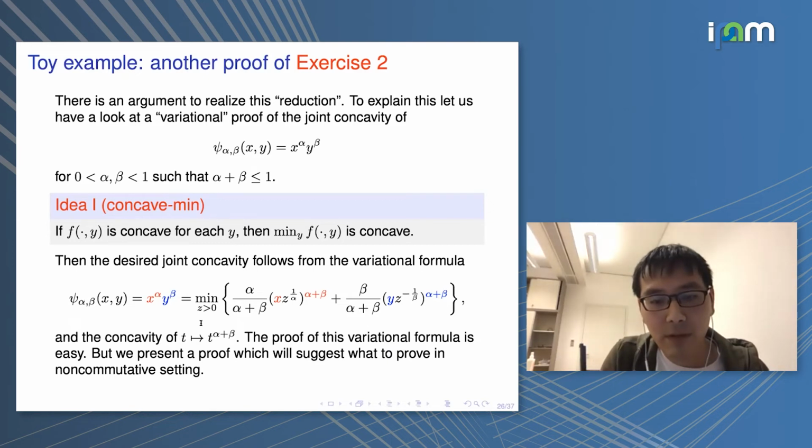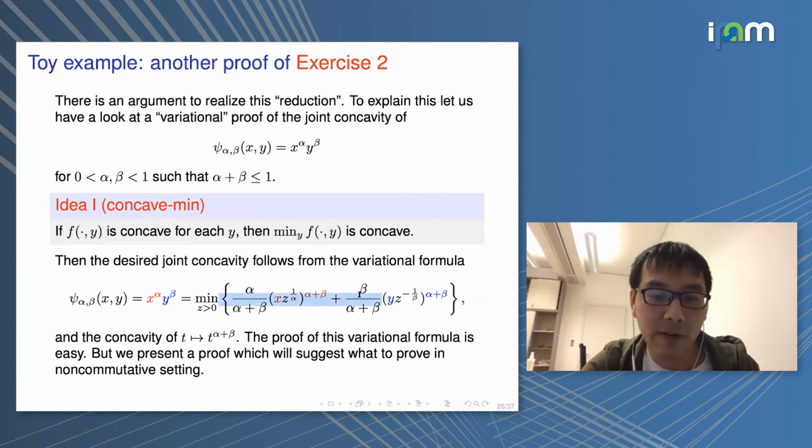And the proof of this variational formula, which is the key, is actually very easy. You can do this by computing the derivative of this function as a function of z to check this minimum. But this proof doesn't tell you what to prove in the noncommutative setting, which is more important. So in this talk, all the proofs are easy, but the point is you need to figure out what to prove. So let me present you another proof of this variational formula.